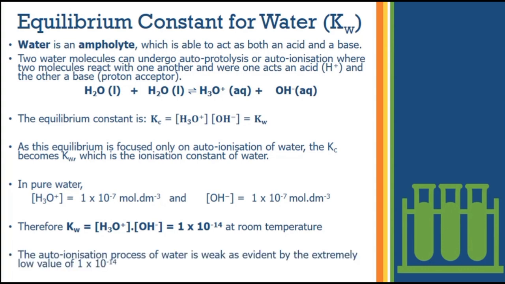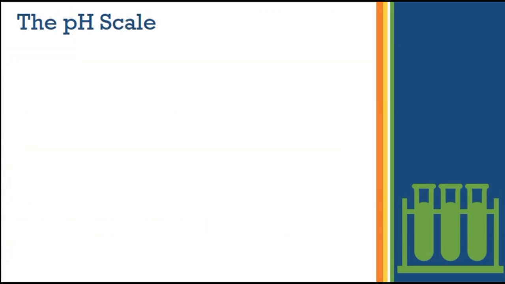Okay. So the auto-ionization process of water is weak, as evident by the extremely low value of 1 times 10 to the minus 14. I mean, there are so many zeros before the 1, right? 0,00000, like that. And that's why it's so weak, the auto-ionization process of water.